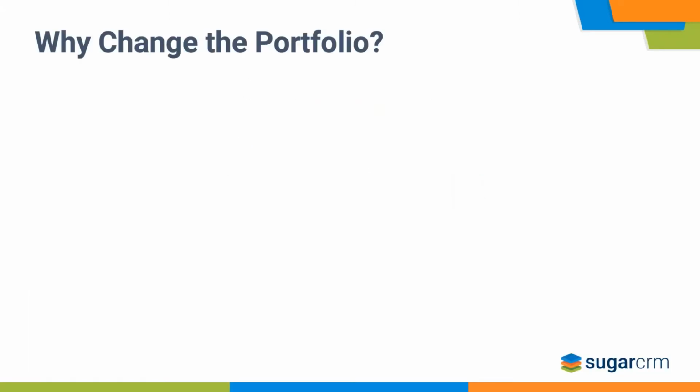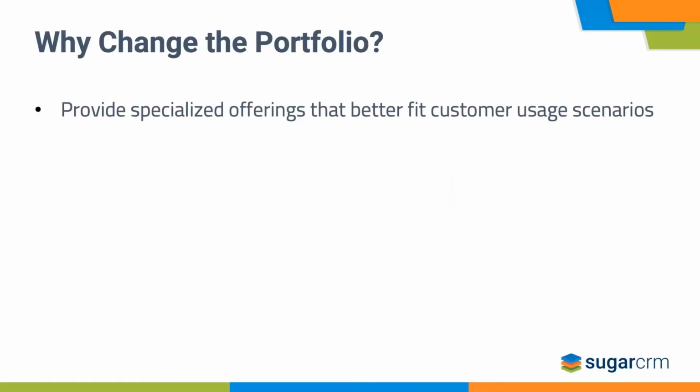So why did we make this set of changes? Well, the first reason is that for our cloud customers, we really wanted to provide specialized offerings that fit better with their usage scenarios. We have statistics on our customer base showing that a majority of our customers use our products for either just sales force automation or support in particular. They're essentially overpaying for the optionality of getting capabilities that they're not actually using.